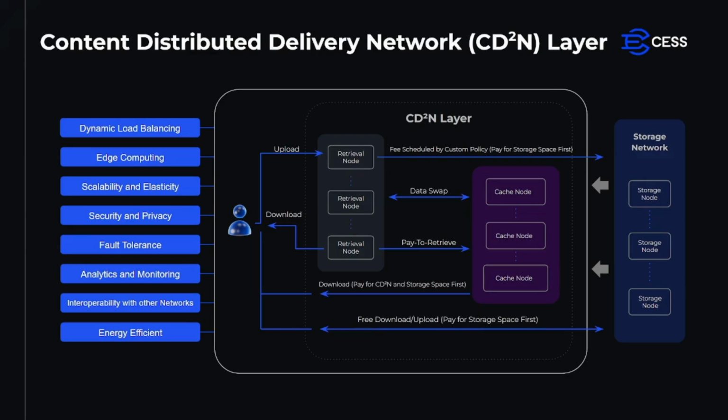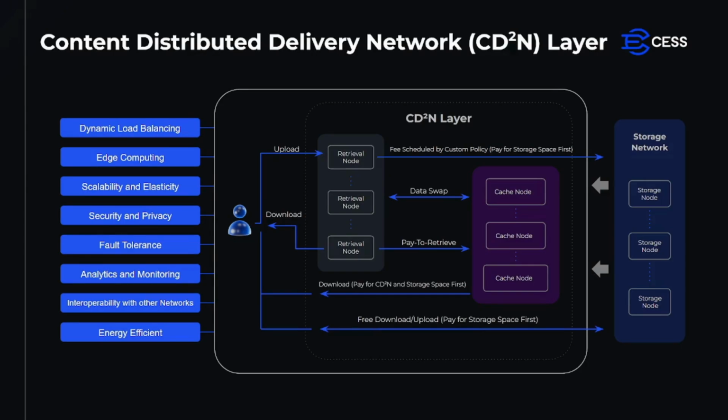On the caching side, frequently accessed files are stored in the cache node closest to the user. This proximity ensures that subsequent requests for the same file can be fulfilled with minimal latency, significantly enhancing the user experience. Additionally, based on the policy set by the file owners, users may be required to pay to retrieve the file. The CD²N layer provides various cutting-edge functionalities and features to the CESS network, such as the dynamic load balancing feature ensures efficient traffic distribution across multiple nodes.